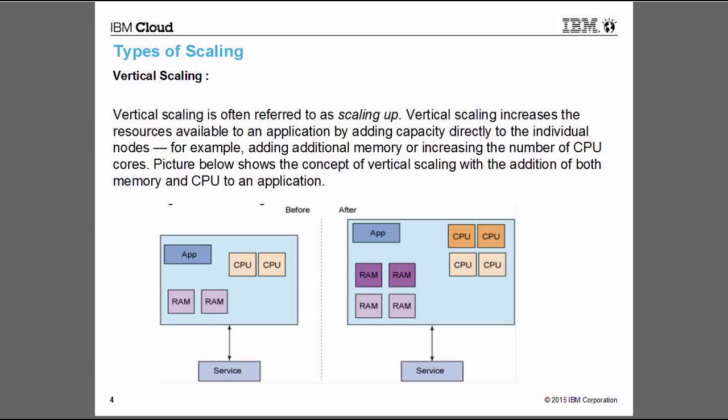On the diagram on the left-hand side, an app uses 2 CPUs and 2 RAMs, and let's say there is a server configured in your data center or on the cloud. There is a maximum capacity that a server can be configured to. So your application can spin up any number of CPUs or RAMs based on the load, but there is a limitation. That is vertical scaling.